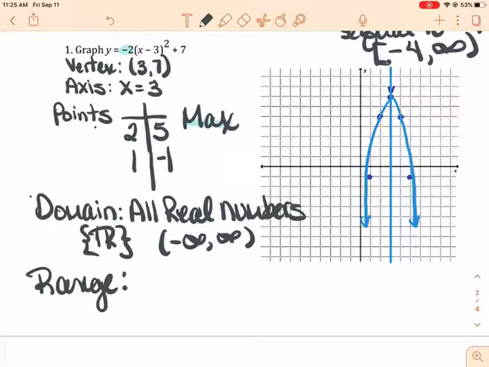So notice that this is a max, and we're opening down, which means that I'm looking at y values that are lower than our y value. So it's 7. So our range is going to be all real numbers less than or equal to 7.